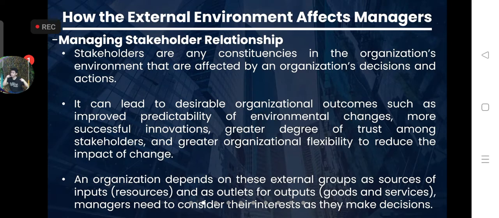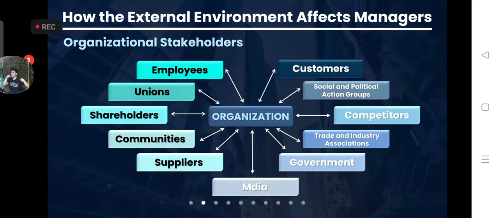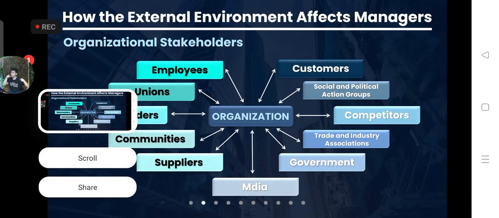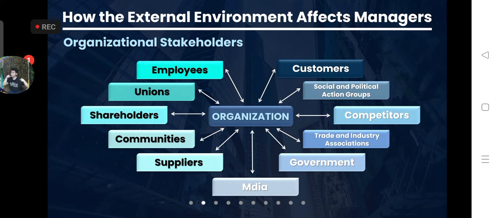The next slide will show the different stakeholders in the organization. These are the different stakeholders in organizations, and they include the customers, social and political action groups, competitors, trade and industry associations, government, media, suppliers, communities, shareholders, unions, and employees. Although some of the stakeholders aren't directly connected to the organization, they are influenced by it and have a relationship with it. That's why they are considered stakeholders.